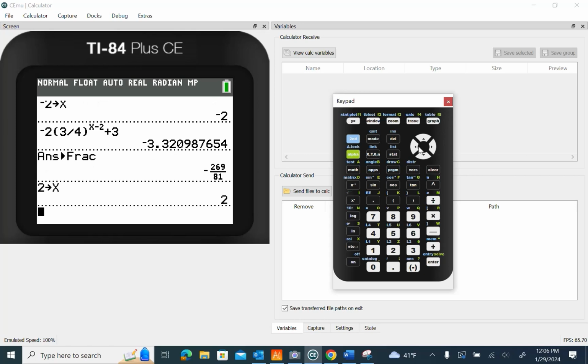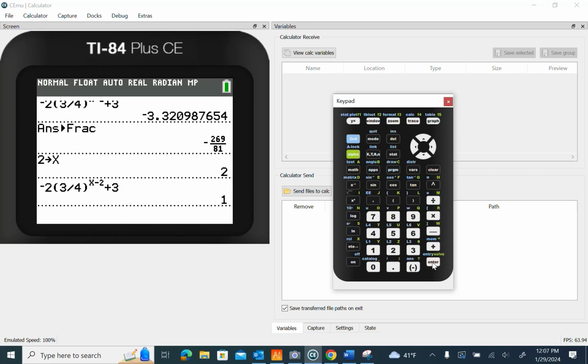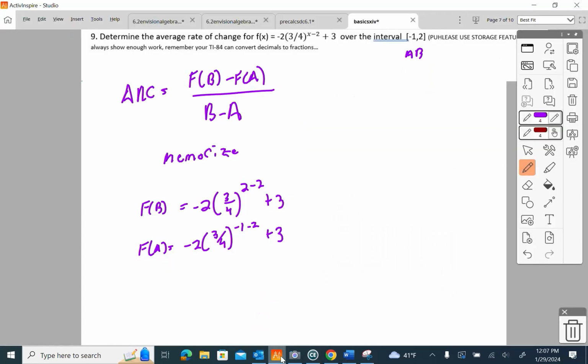Take a 2, store it to x. Nice thing about the storage feature is you can just highlight previous stuff. Enter, enter. I got a 1. That's better. That's what I would have gotten in my head, because this morning when I worked it out on that hard copy I gave y'all, I got 1. So f of b turns out to be 1.